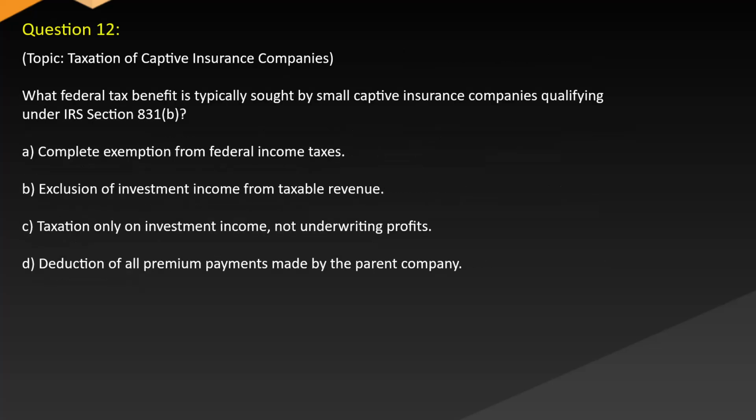Question 12. Topic: Taxation of captive insurance companies. What federal tax benefit is typically sought by small captive insurance companies qualifying under IRS Section 831? A. A complete exemption from federal income taxes. B. Exclusion of investment income from taxable revenue. C. Taxation only on investment income, not underwriting profits. D. Deduction of all premium payments made by the parent company.